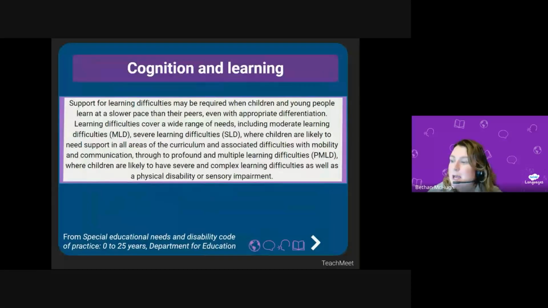The next area to look at is the challenges presented by cognition and learning needs. The SEND Code of Practice says that children with cognition and learning needs may learn at a slower pace. They may have difficulties accessing or reading or completing written work. They may find it harder, and this is something to bear in mind, to respond to listening exercises because of working memory. And this is something that, again, as language teachers, we often just listen.